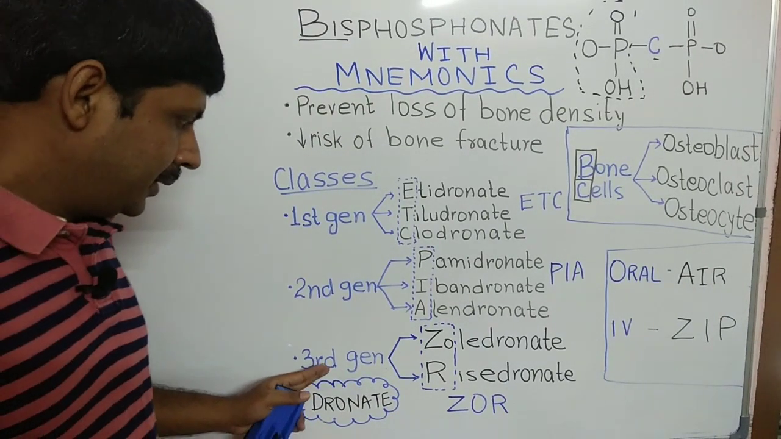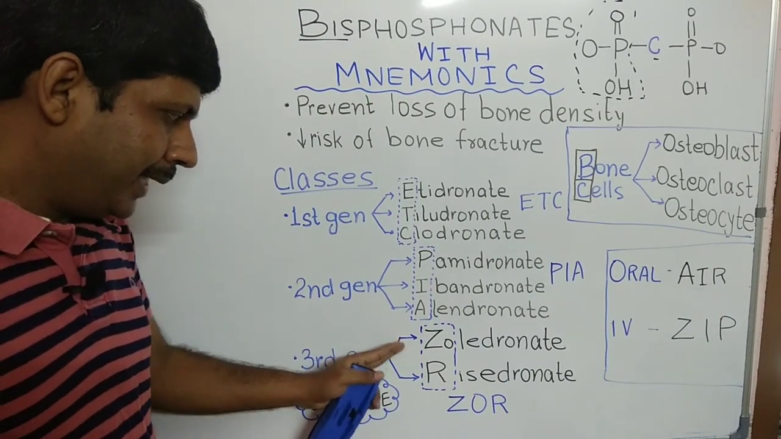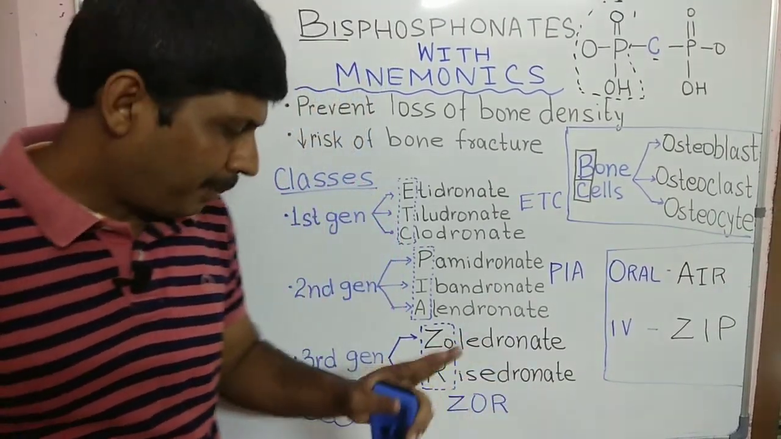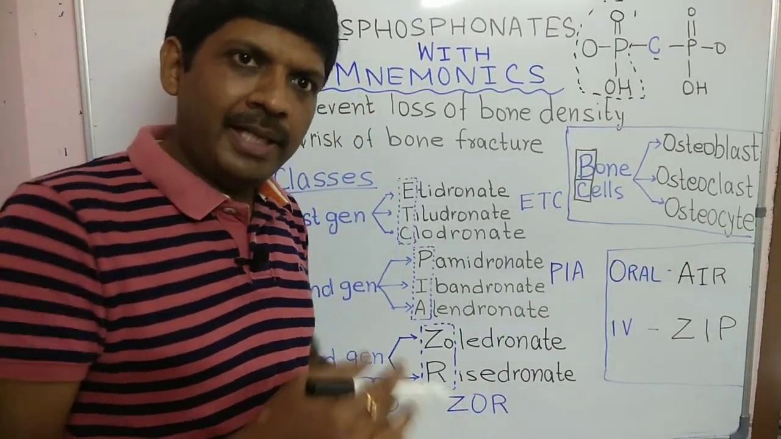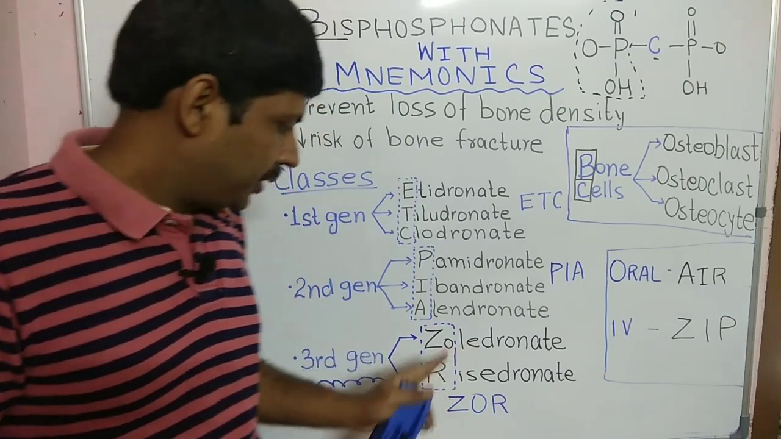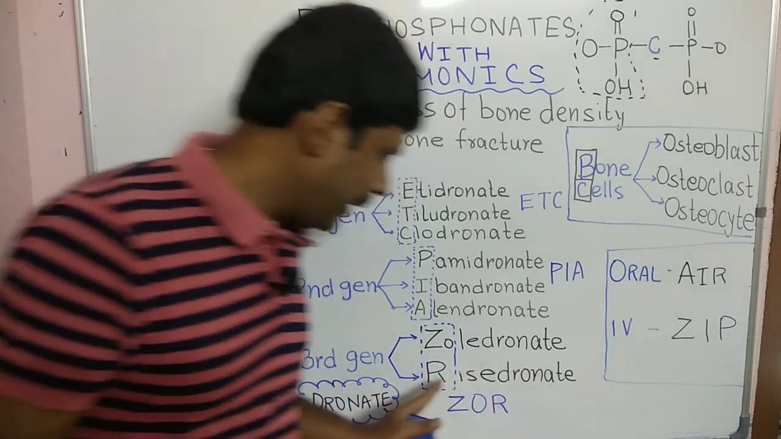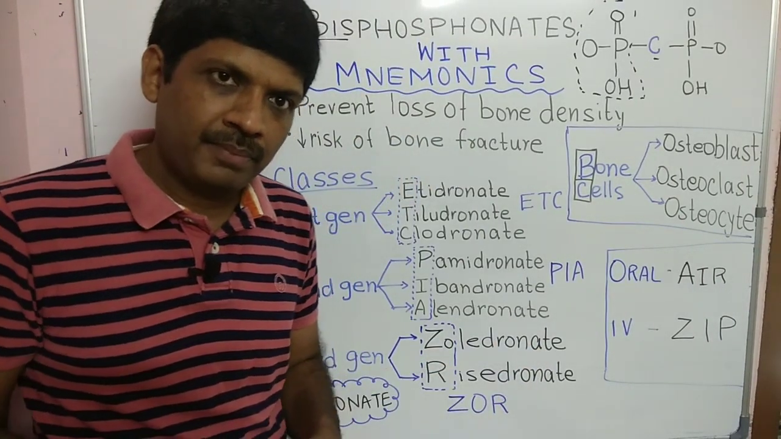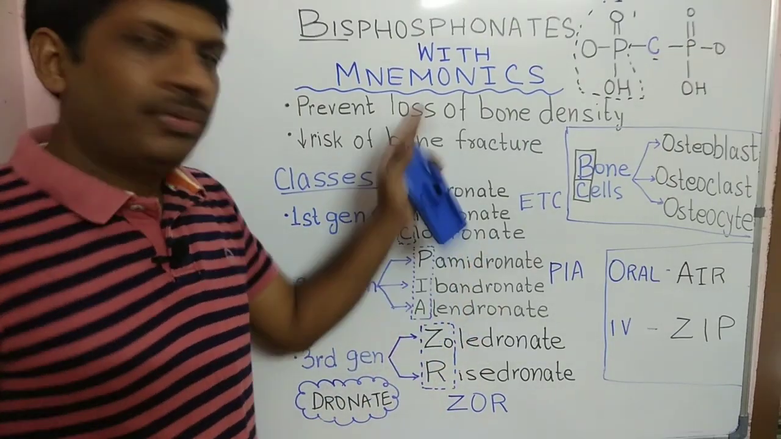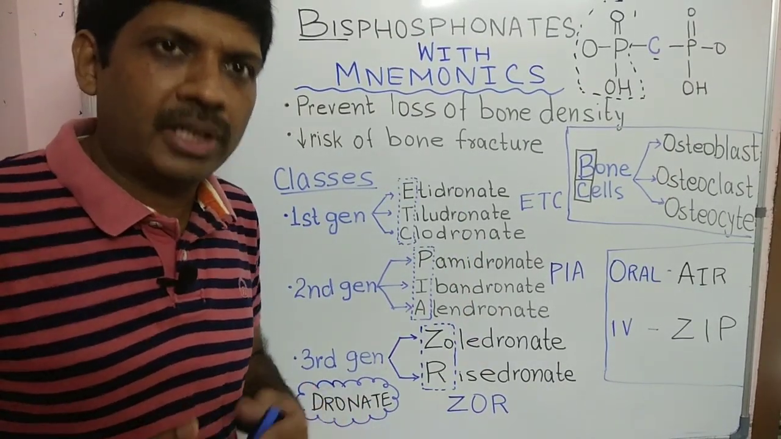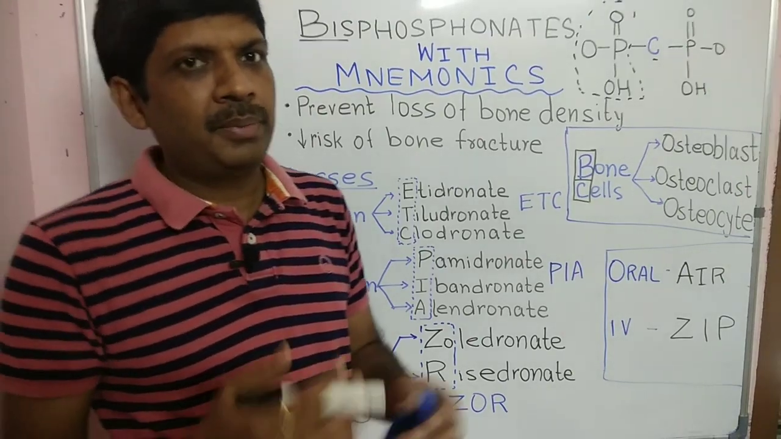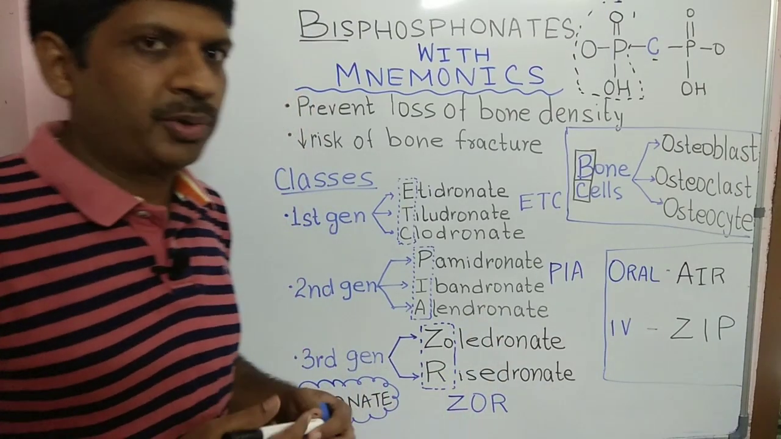The third is the third generation drugs. In that, there are zoledronate and risedronate. This can be remembered by the mnemonic ZOR. Again, in India, the meaning of ZOR is strength. So Z for zoledronate and R for risedronate. And there is the word dronate at the end of the names of all these drugs. So if this comes, that means the drug belongs to this bisphosphonate group of drugs.